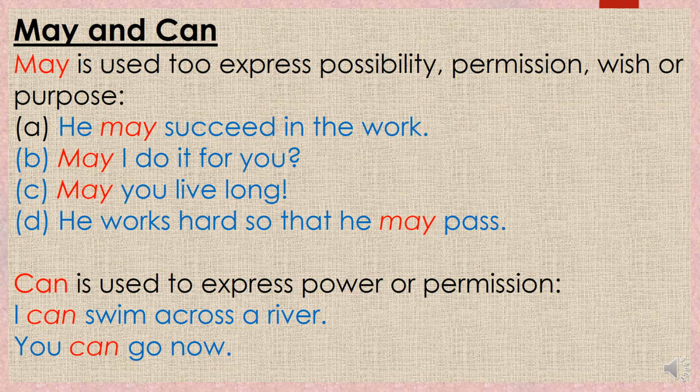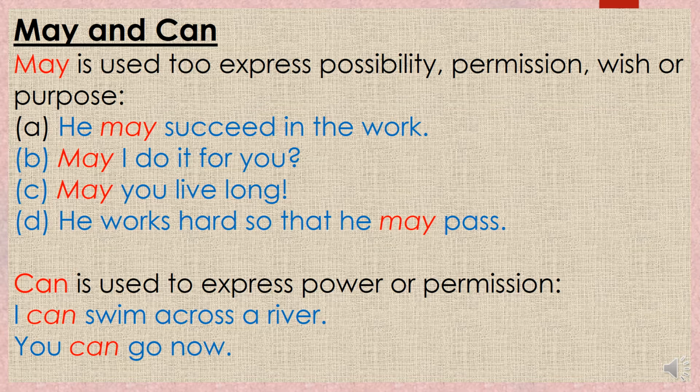Now may and can are used to express possibility, permission, wish or purpose. See, he may succeed in the work. Here you are showing a possibility that he may succeed in the work. May I do it for you? You are seeking the permission here. Possibility was in the first sentence, that he may succeed in the work. Now in the second sentence you are seeking the permission of someone, may I do it for you. You are asking for permission from someone.